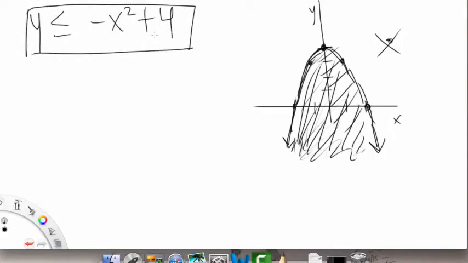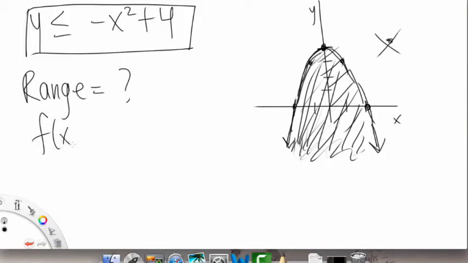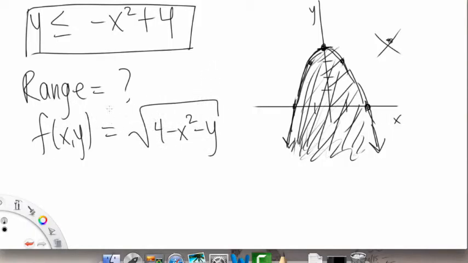And now what is our range? What does that mean? So range is equal to what? Let's go back and write down our two variable function. f of xy is equal to the square root of 4 minus x squared minus y. Range means what values can our function possibly take on over our entire domain? What is the range of those possibilities?